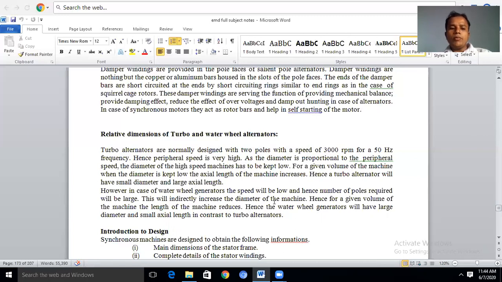So hence for a given volume of the machine, the length of the machine reduces. Hence the water wheel generator will have large diameter and small axial length in contrast to turbo alternators. This is the main difference between the turbo alternator and the water wheel alternator.